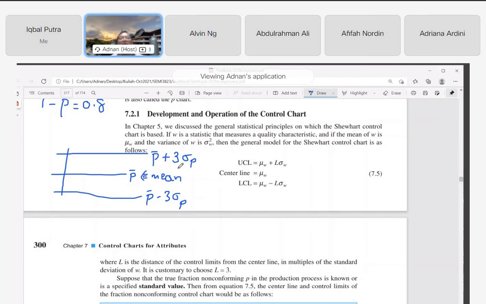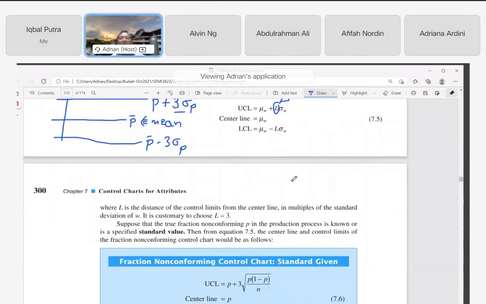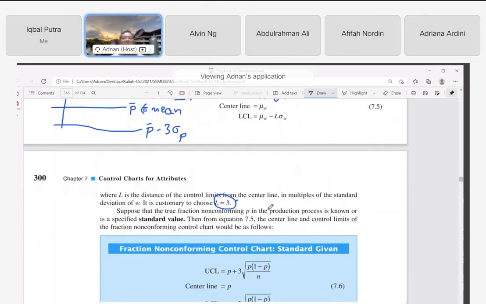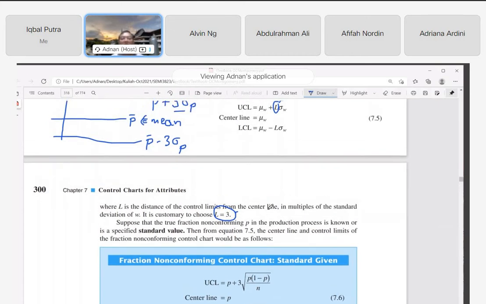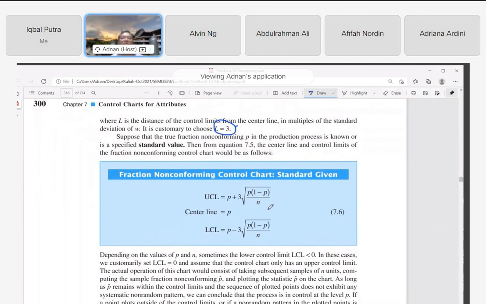And we have here 3 sigma, so here it is put as L. Actually, this is just a limit, and normally for a control chart we use 3. Sigma is put as sigma P for the P chart. So as noted here, L is equal to 3. Now, this formula is for the purpose of the P chart. The fraction nonconforming chart is known as the P chart.